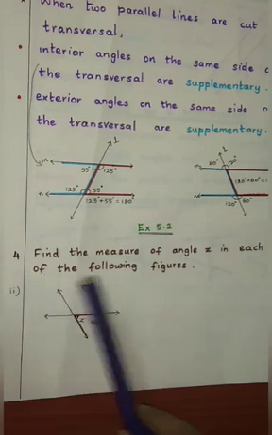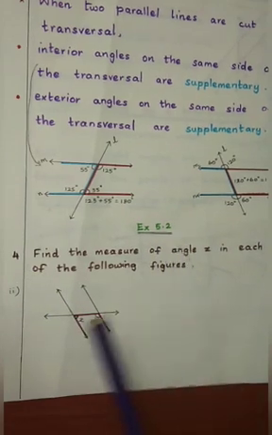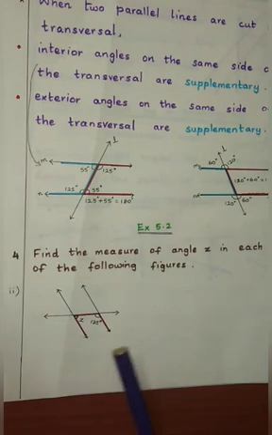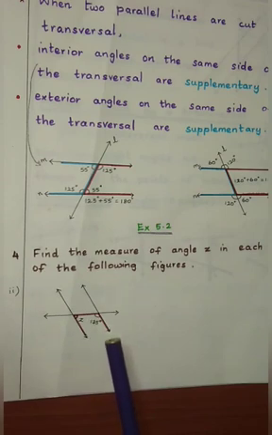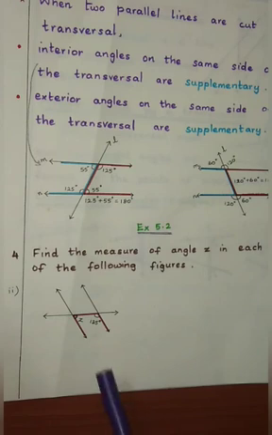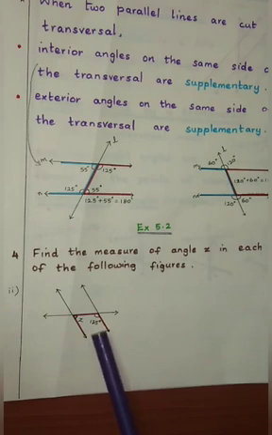Fourth problem in exercise 5.2, second subdivision, we are asked to find the value of z. What do you know about these angles? They are interior angles formed on the same side of the transversal. We know that interior angles on the same side of the transversal are supplementary. That is, when you add these two angles, you must get 180 degrees.